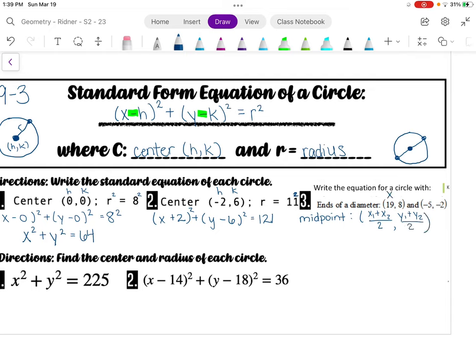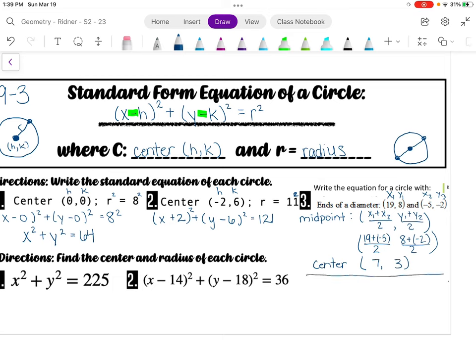So we're going to take the x's and add them. So 19 plus -5. And then we're going to divide by 2. And that will give you 7. Then we're going to take the y values and divide by 2. And that's going to give you 3. So my center is 7, 3. Now, for my radius, it's a 2-part problem before I can even write out the formula here.